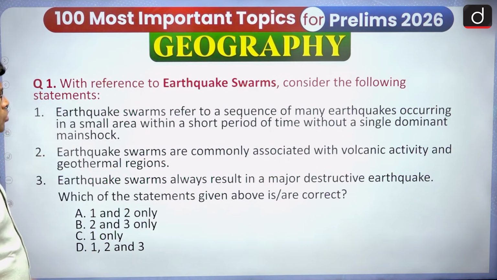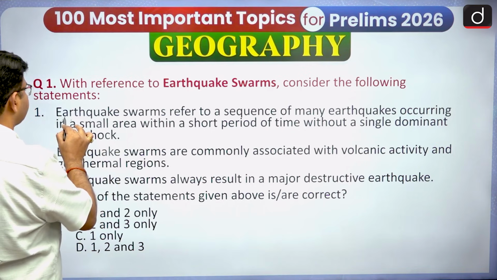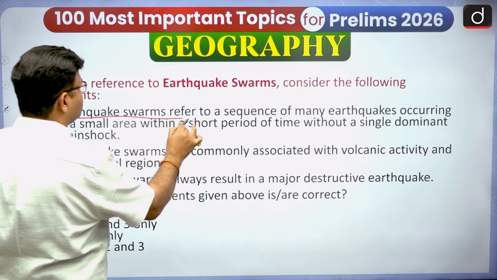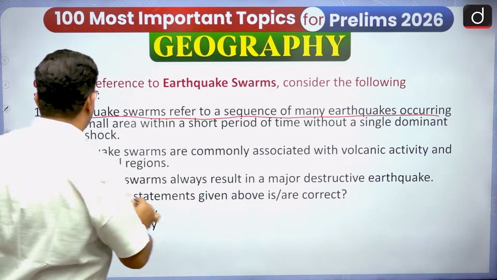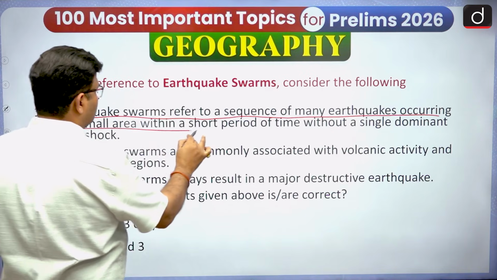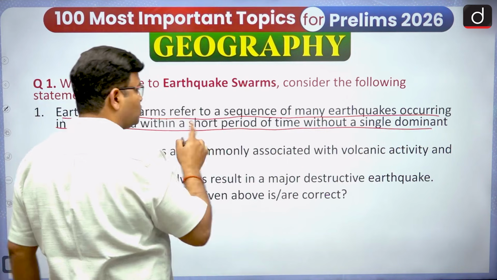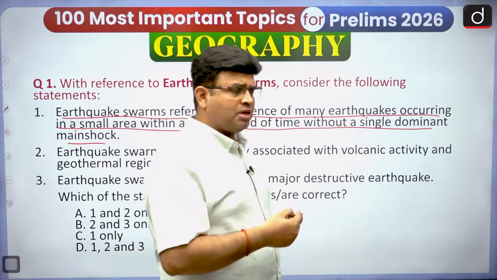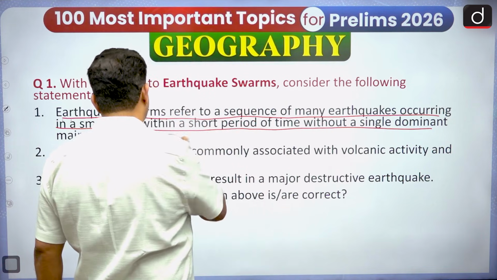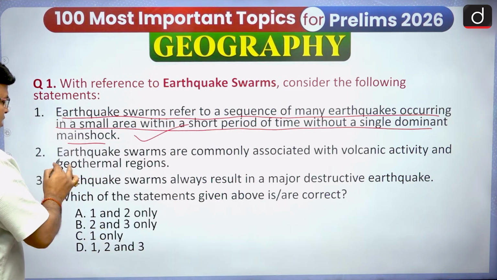With reference to the earthquake swarm, consider the following statements. First: earthquake swarms refer to a sequence of many earthquakes occurring in a small area within a short period of time without a single dominant main shock. So there is a sequence of small earthquakes of similar magnitude. That is a correct statement.